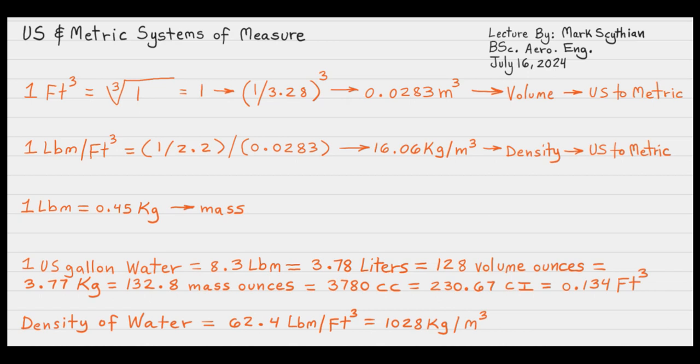So here we have a cubic foot, we get its cube root, we get 1 foot linear, we divide that into 3.28, we cube it, and now we have 0.0283 cubic meters. So what does that say? 1 cubic foot is also equal to 0.0283 cubic meters. That's volume, US to metric conversion.